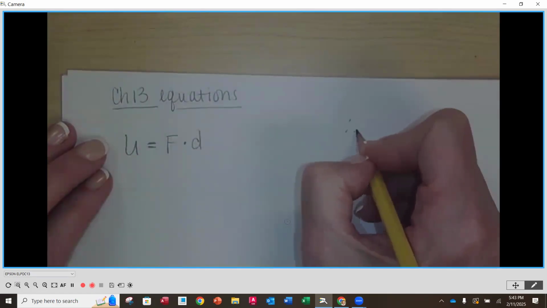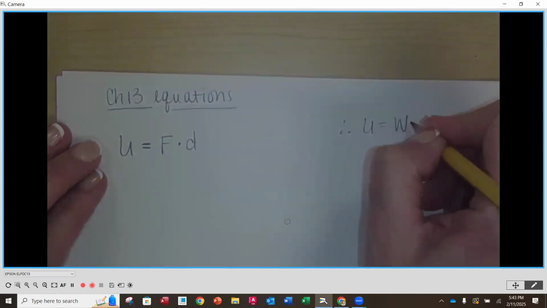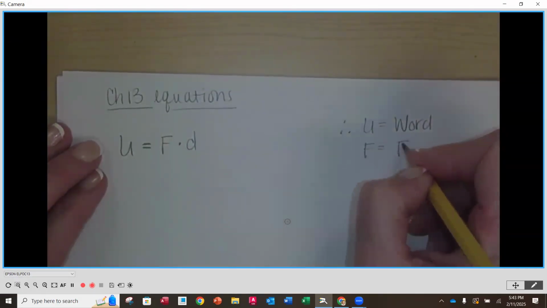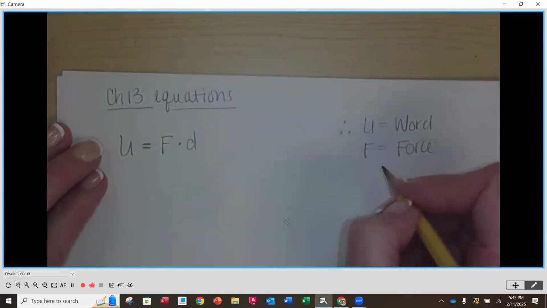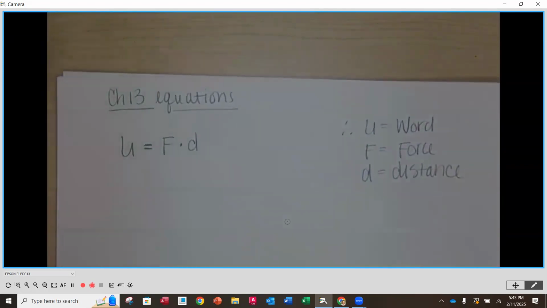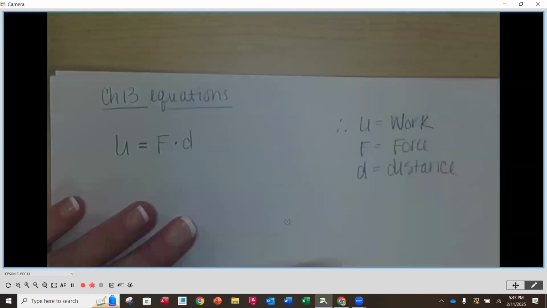So over on the right-hand side here, I'll put the variables. U is equal to work, okay? F is going to be equal to force, and then D is equal to distance, right? Oops, I wrote word, not work.